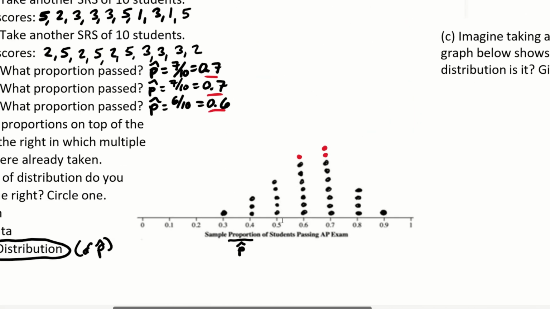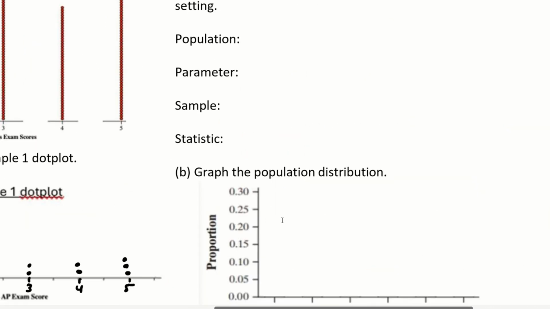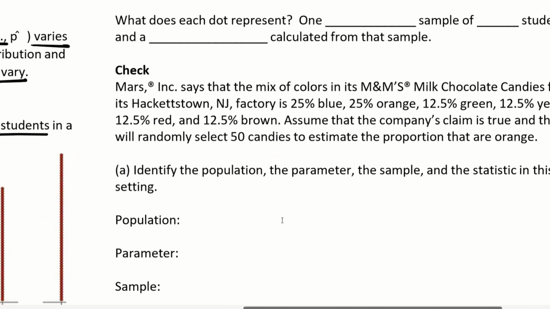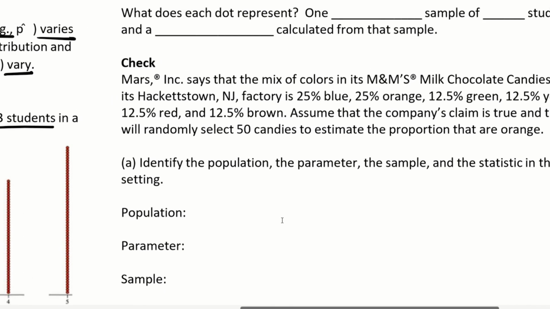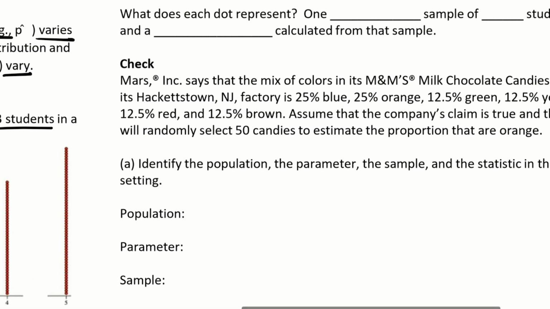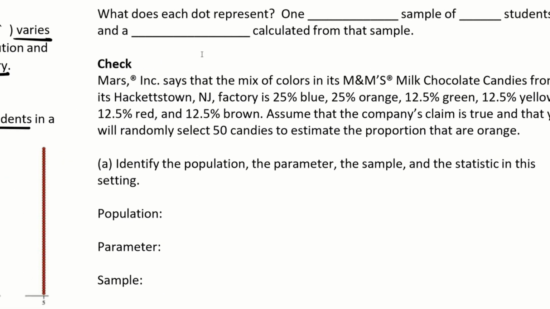All right, so in this case, what does each dot represent? Each dot represents one simple random sample, right? So one random sample of 10 students and a sample proportion p-hat calculated from that sample.